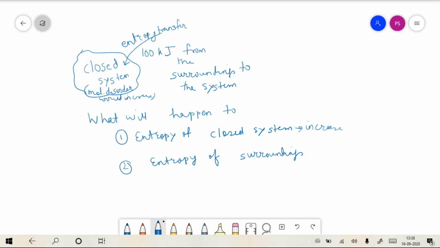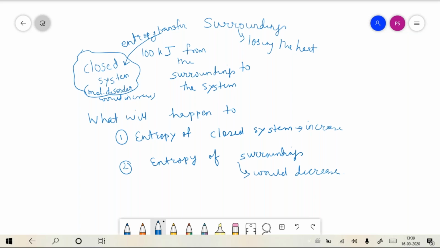Now this heat has to come from the surroundings. So the surrounding is losing some disorder. The surrounding is losing certain heat, and because it is losing the heat, some of the entropy of the surrounding would also be lost. So the entropy of the surrounding would decrease. You need to keep in mind that the entropy of the closed system would increase and the entropy of the surrounding would decrease.